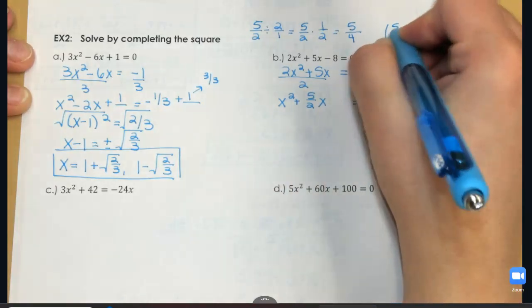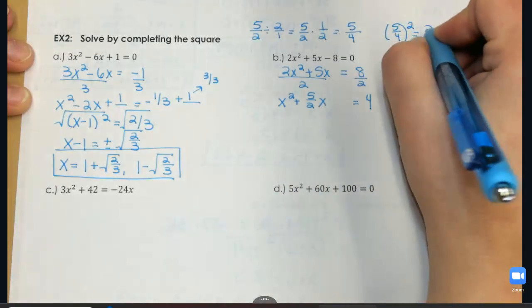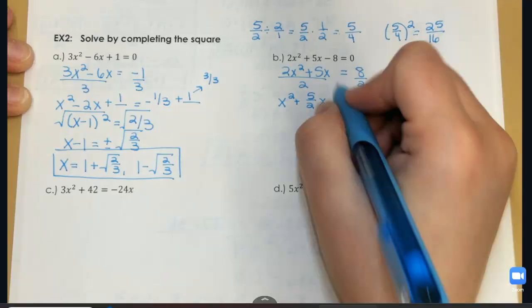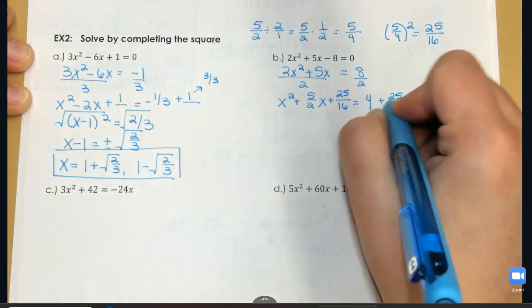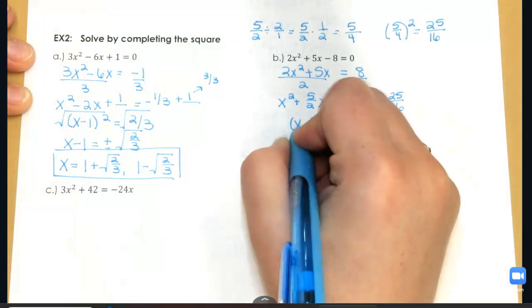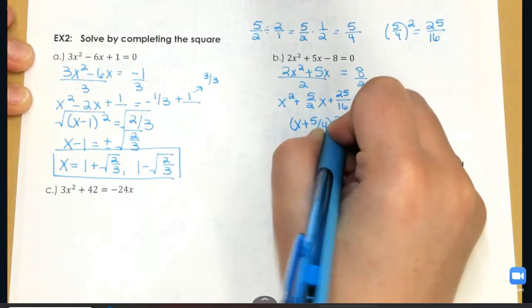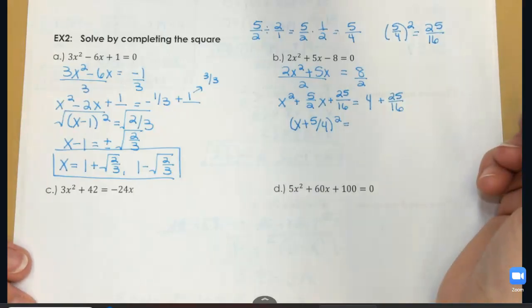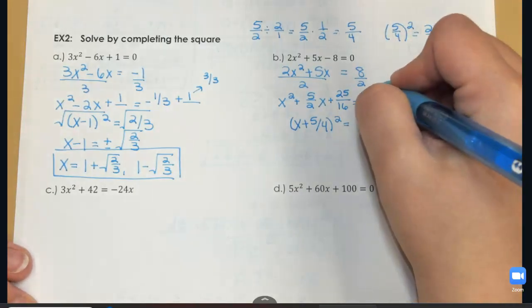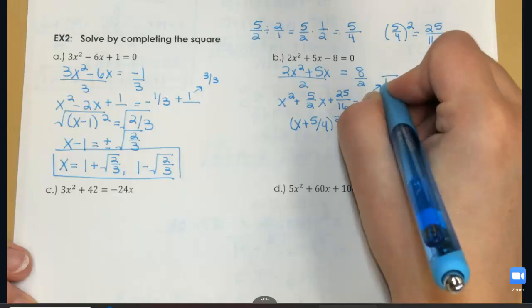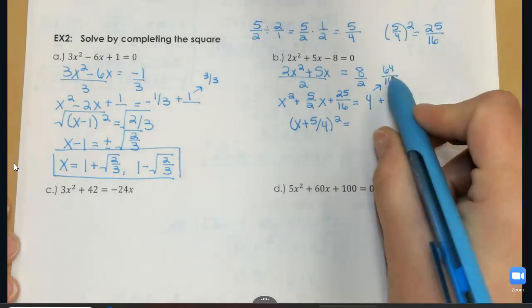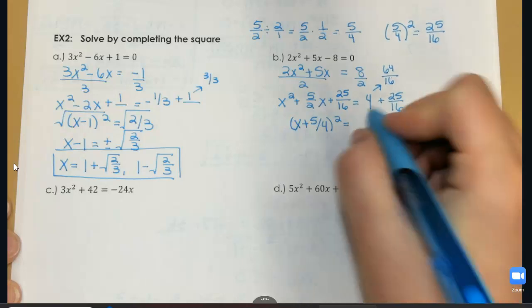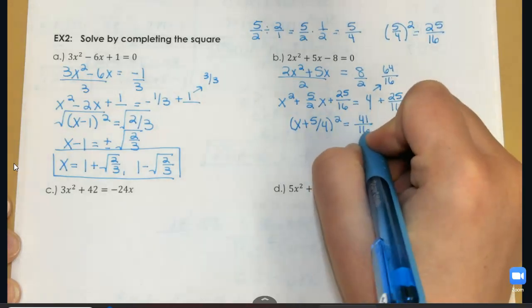So if I want to square 5 over 4, that's going to give me 25 over 16. So we're adding 25 over 16 to both sides. So this now becomes x plus 5/4 squared. And that is going to be equal to, I need to do some fraction conversion here. I need a common denominator of 16. 4 times 16 is 64. So 64 sixteenths plus 25 sixteenths gives me 41 sixteenths.